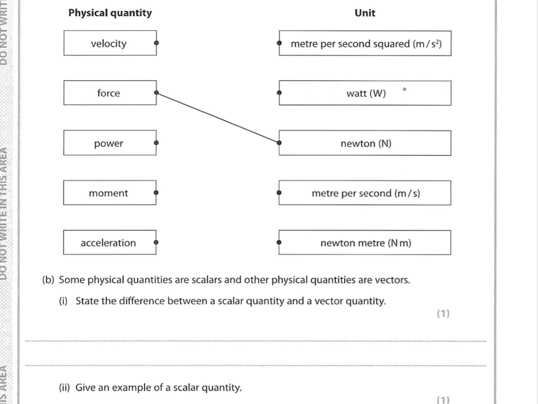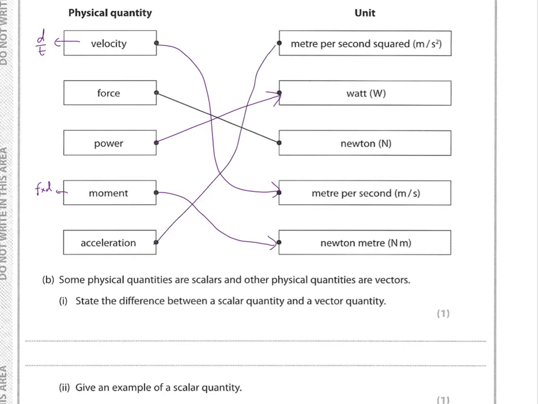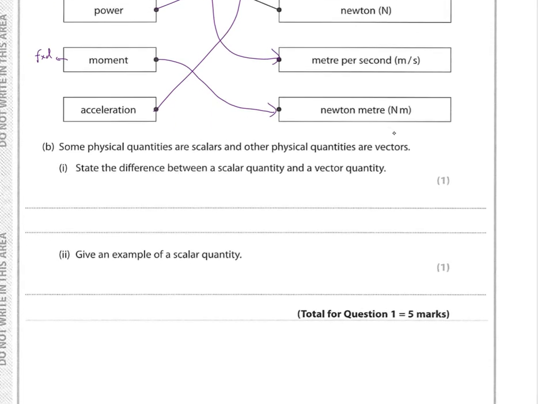Now we know that velocity is the same thing as distance over time, so therefore it is meters per second, so it's going to be this one here. Now force, we know, is Newton, power is watts, so we know this one already. Now moment is force multiplied by distance, so it's going to be Newton meter, and what's left behind is acceleration. Acceleration is the change of velocity over time, so we have meters per second squared. Good.